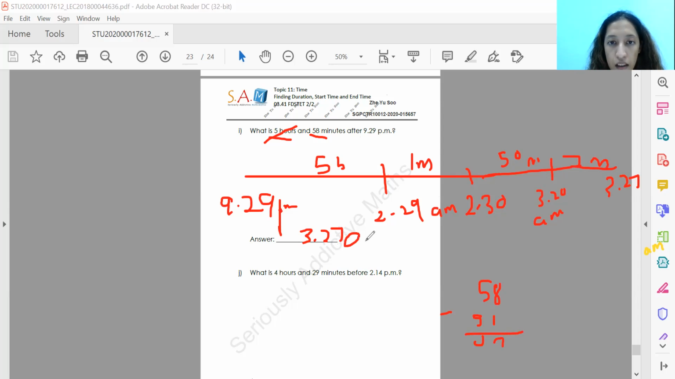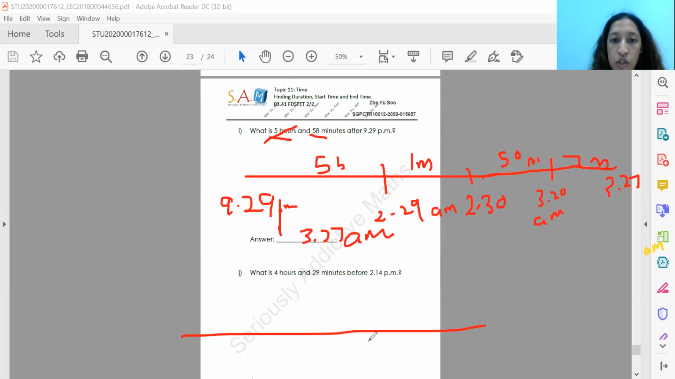Now let's do J. Let's do J together. Let me go through. What is 4 hours, 29 minutes before 2:14? So before, we put our time at the end of the timeline. So 4 hours before 2:14 would be 2, 1, 12, 11, 10. So 10:14 a.m.